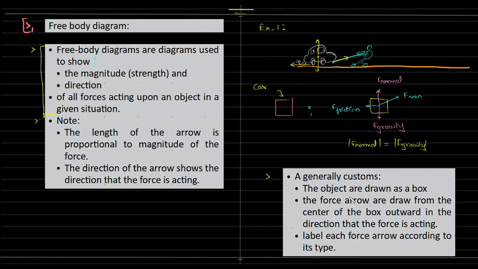The objects are drawn as a box generally. You can use a circle also, not an issue. A force arrow is drawn from the center of the box. Again, you can represent it a different way, but yes, it's a custom. So we begin the representation of the force from the center of the box outward in the direction that the force is acting. Okay, I hope that it makes sense, right? Label each force arrow according to the type: friction, normal, and so on. It should make sense basically.